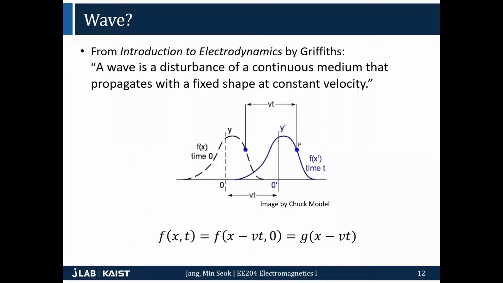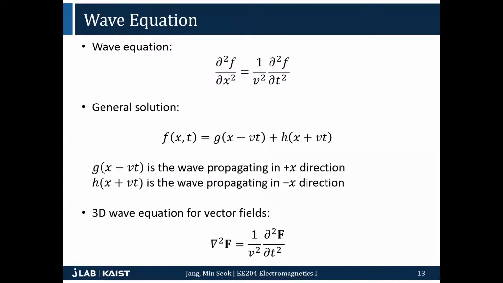Last time we learned about the concept of a wave, right? A wave is defined as a disturbance of a continuous medium that propagates with a fixed shape at constant velocity. So that's a basic definition of a wave. And then we introduced the wave equation.